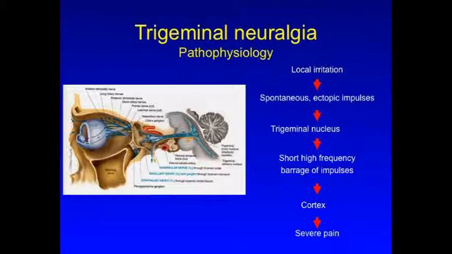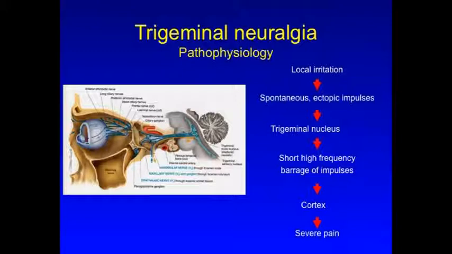You see a patient for the first time, and I think most patients get an MRI with a new onset of trigeminal neuralgia. Now, the pathophysiology: there should be some local irritation of the nerve, which creates spontaneous ectopic discharges, impulses. These are conveyed to the trigeminal nucleus, and from the trigeminal nucleus to the thalamus, the short, higher frequency impulses go to the thalamus, and then the pain is perceived in the cortex.